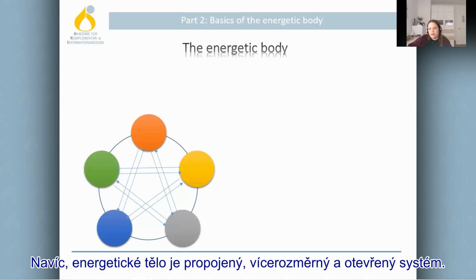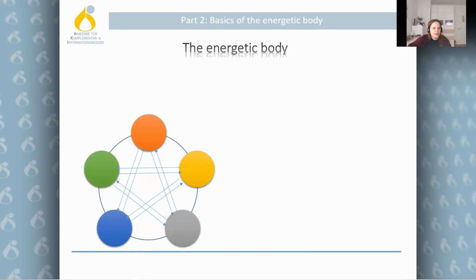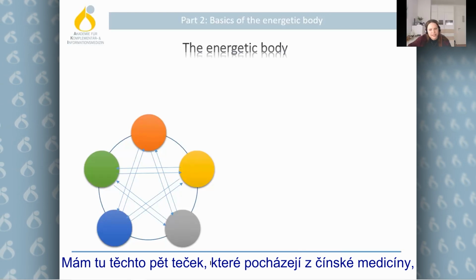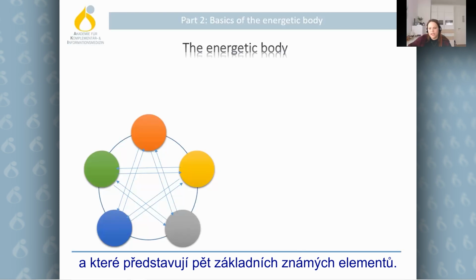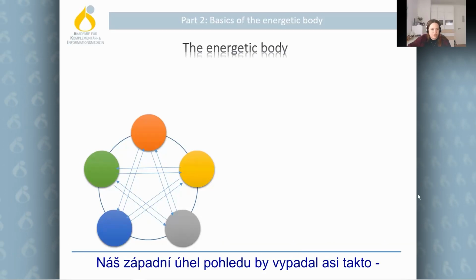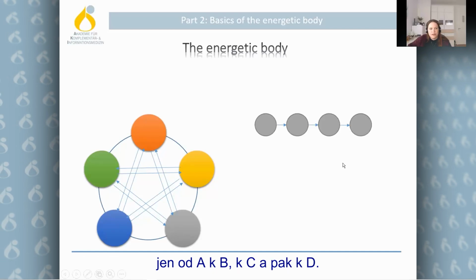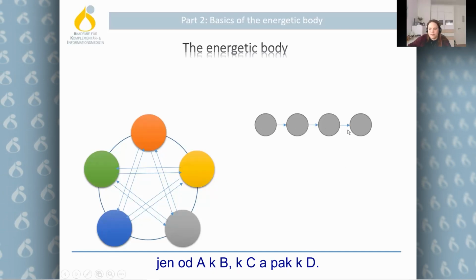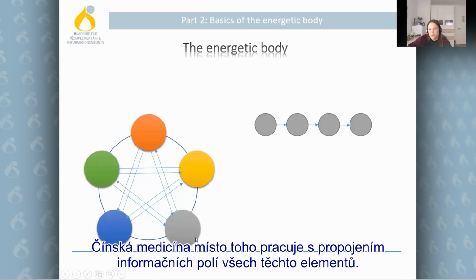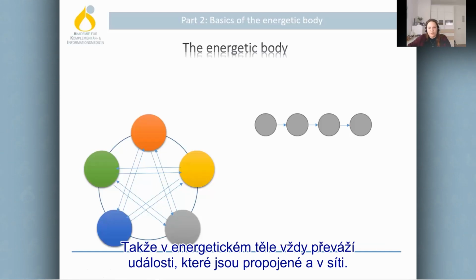So in addition, the energetic body is an interconnected and multi-dimensional open system. I have these 5 dots from the Chinese medicine, so the 5 elements we know. So we have no linear cause-effect principles as our Western way of thinking always likes to look for. So the Western part would be like this, from A to B, from C to D. The Chinese medicine is the fully connected information field between all these elements. So with the energetic body, networked and interconnected events always prevail.